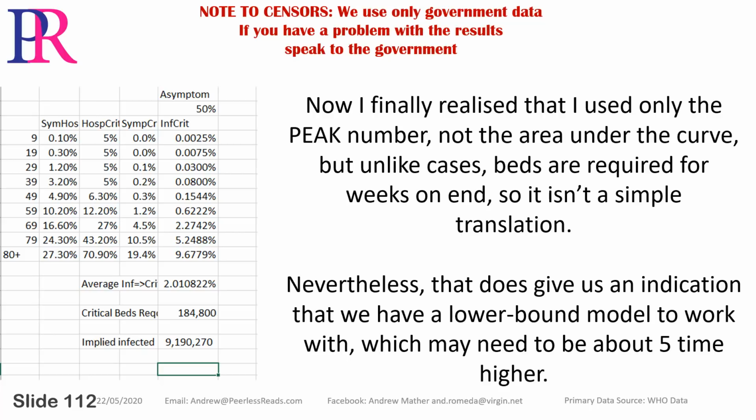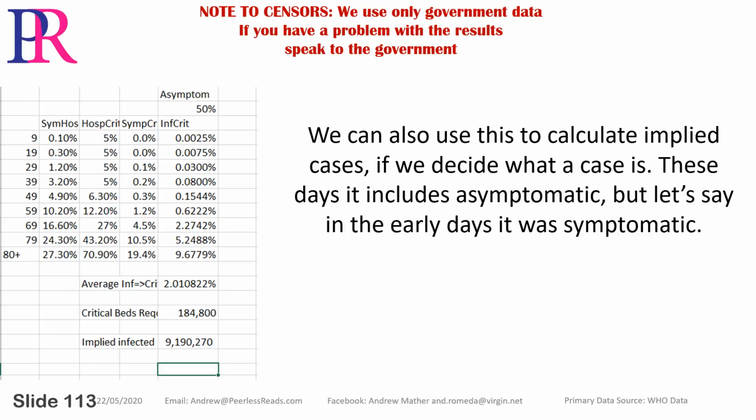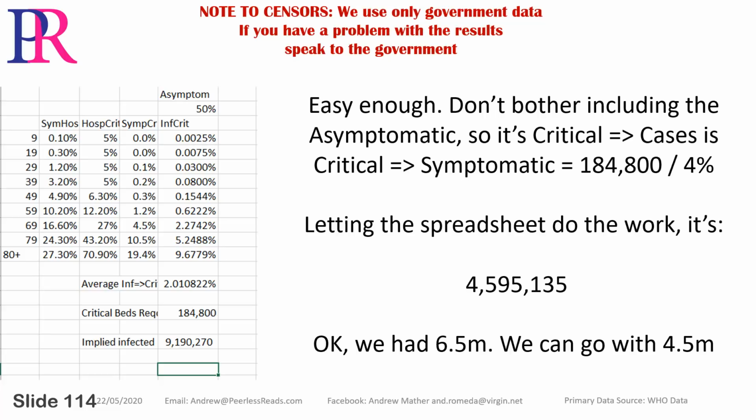Nevertheless, that does give us an indication that we have a lower bound model to work with, which may need to be about 5 times higher. We can also use this to calculate implied cases if we decide what a case is. These days it includes asymptomatic, but let's say in the early days it was symptomatic. Easy enough, don't bother including the asymptomatic, so critical implies case is critical, symptomatic equals 184,800 divided by 4%.